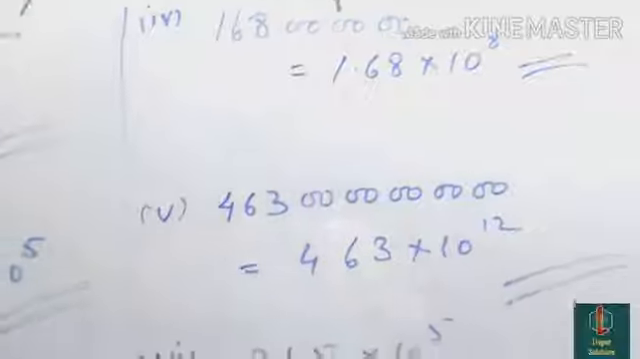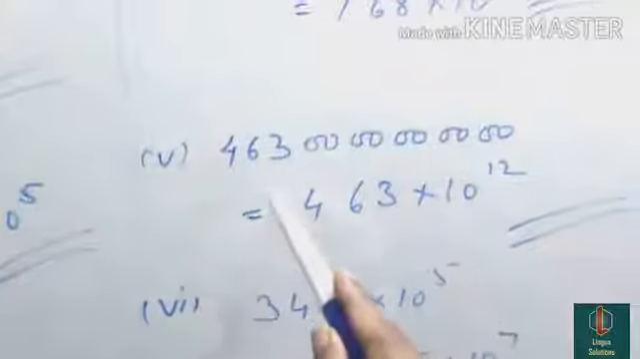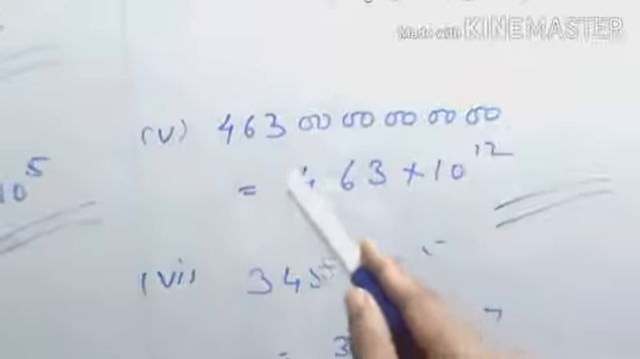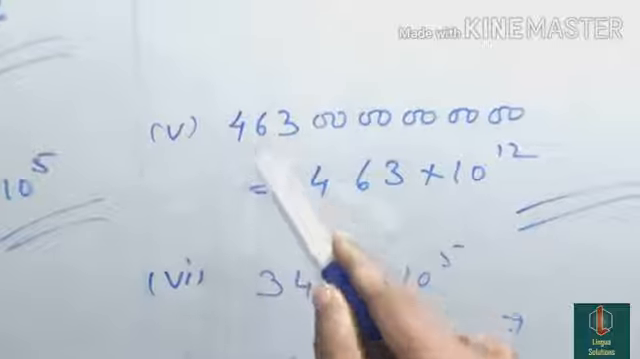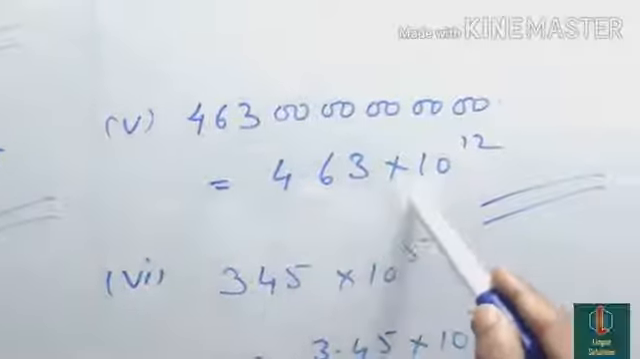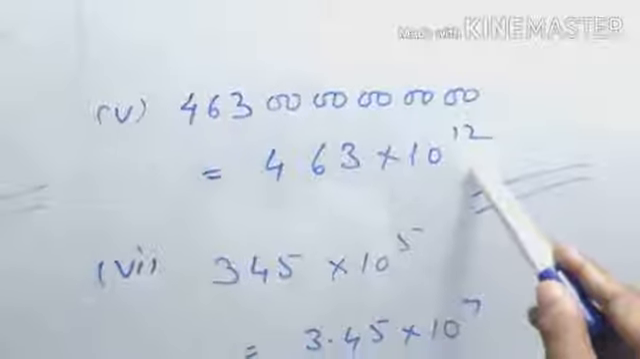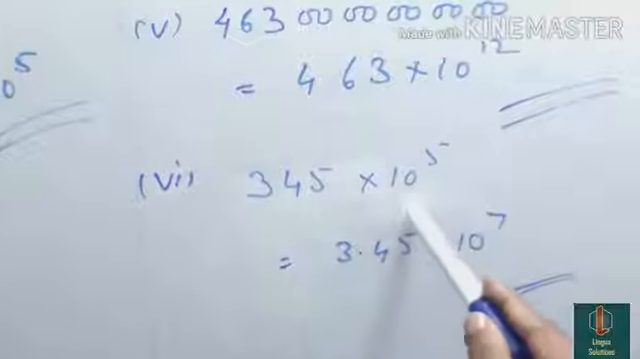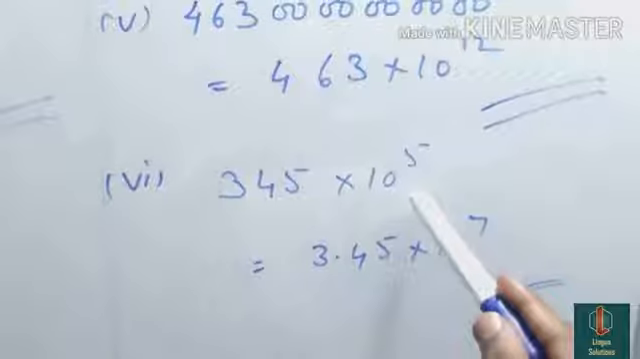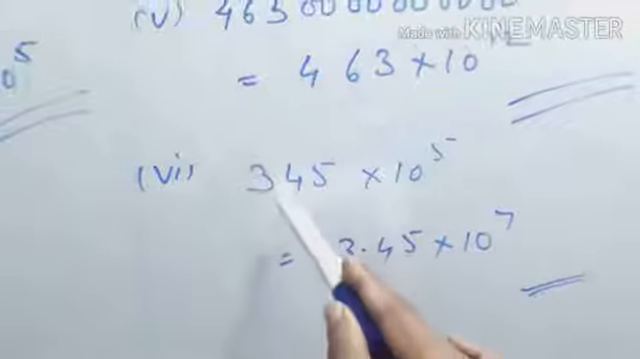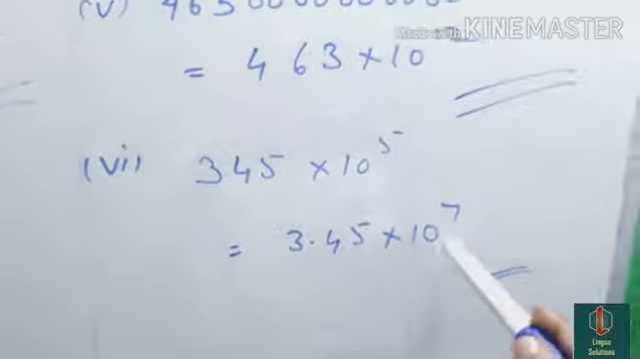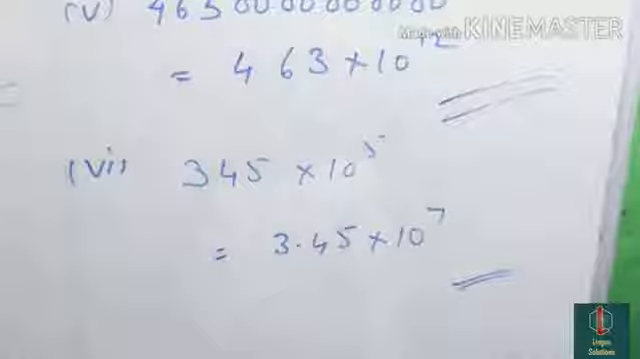This is the answer. Next one is 463 and here we have 10 zeros. We will put the point here, then it will be 4.63 into 10 to the power 12. Next one is 345 into 10 to the power 5. Here we have to put the point here. It means it will be 3.45 into 10 to the power 7. This is the answer.